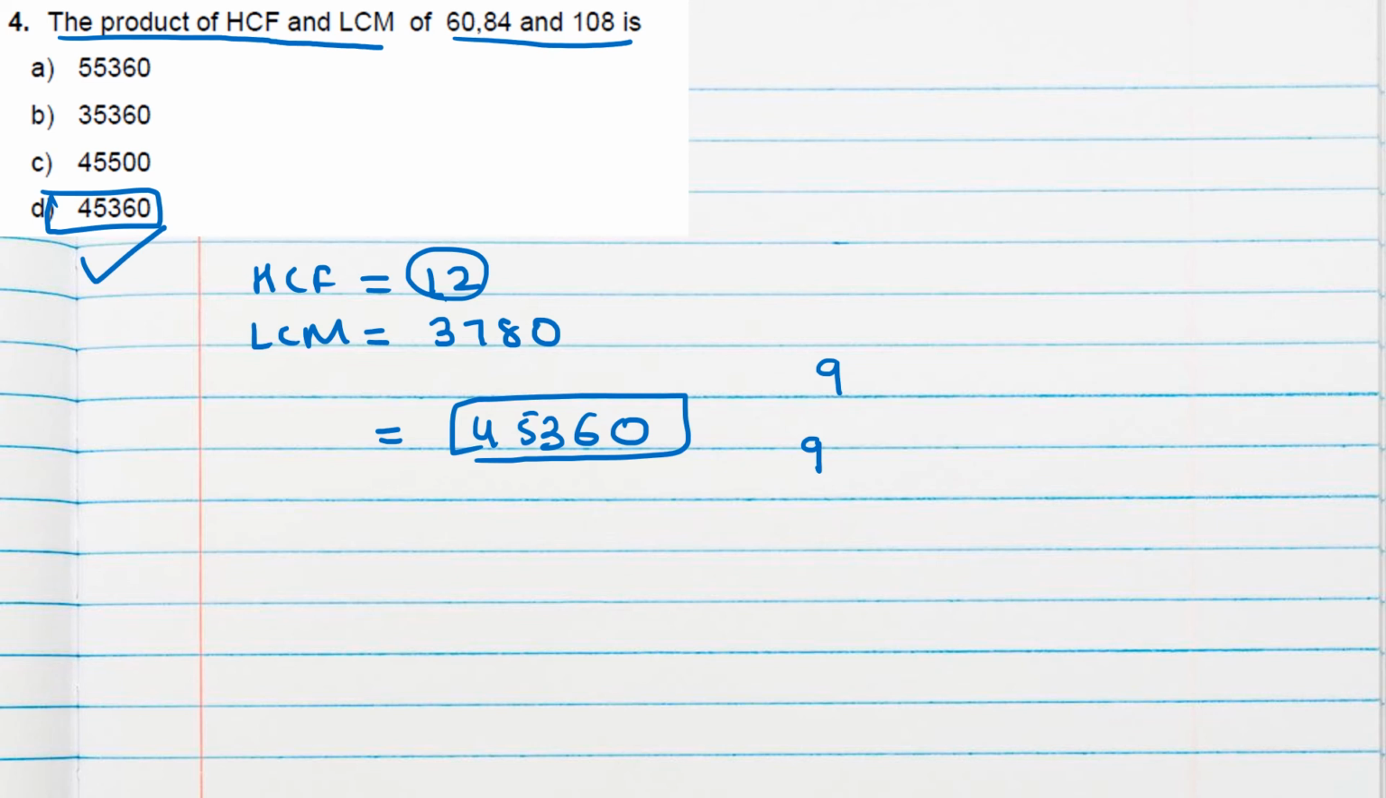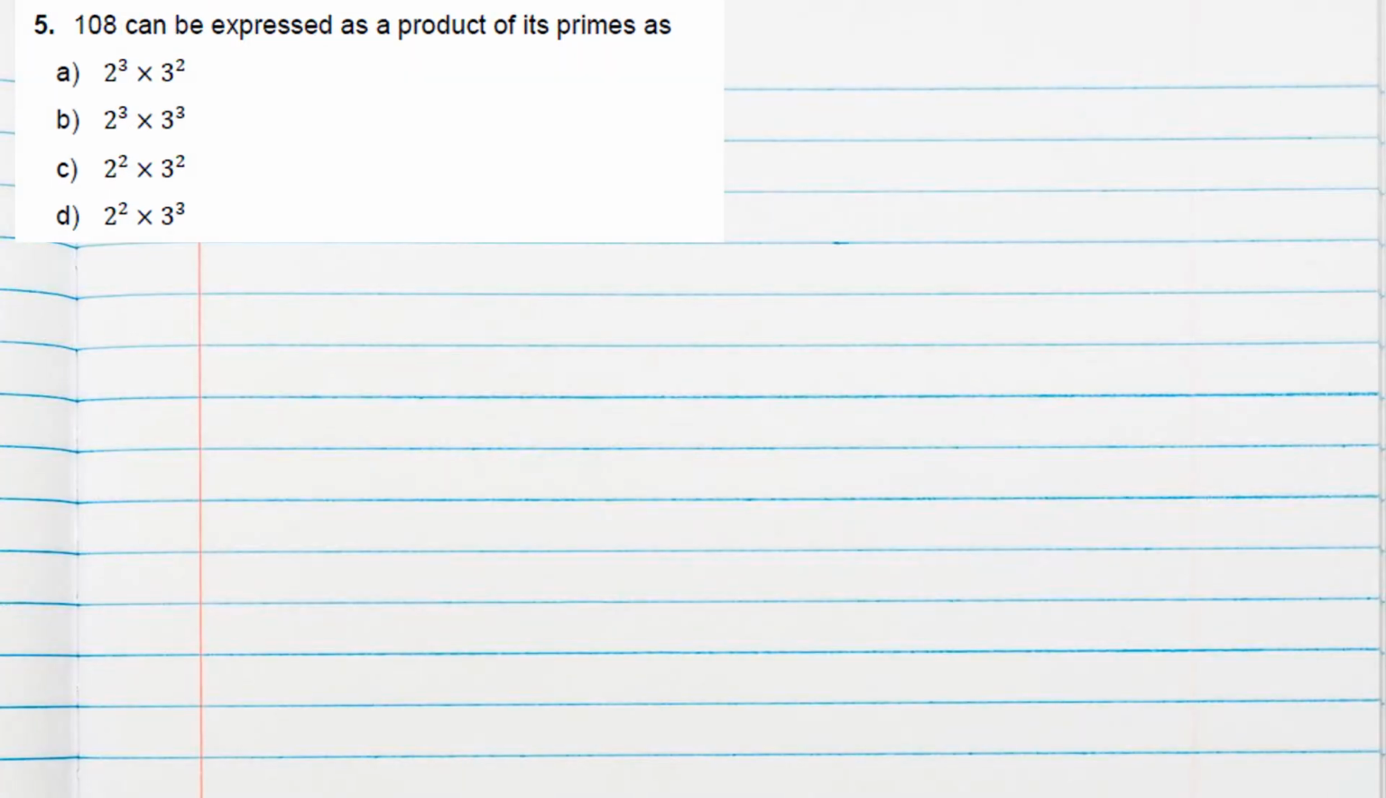Now we'll move to the next question. I hope you all have understood the questions till question number 4. We'll see the last question, the fifth one. Question number 5 is an obvious one. It asks how 108 can be expressed as a product of its primes. In question number 1 we have already solved this, and we found that 108 can be written as 2 square into 3 cube. So this is our answer, which is in option D.